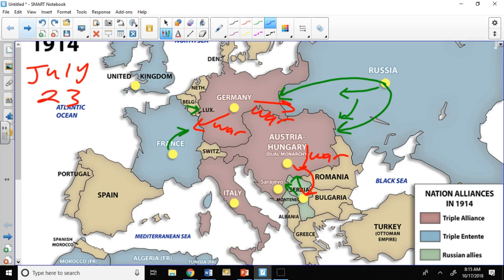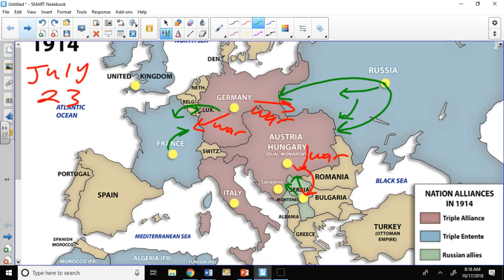So what's going to happen is the Germans are going to ask the Belgians, and they say no. So on the 3rd of August, Germany, when they declare war, are then going to invade Belgium and then start coming down into France as well.